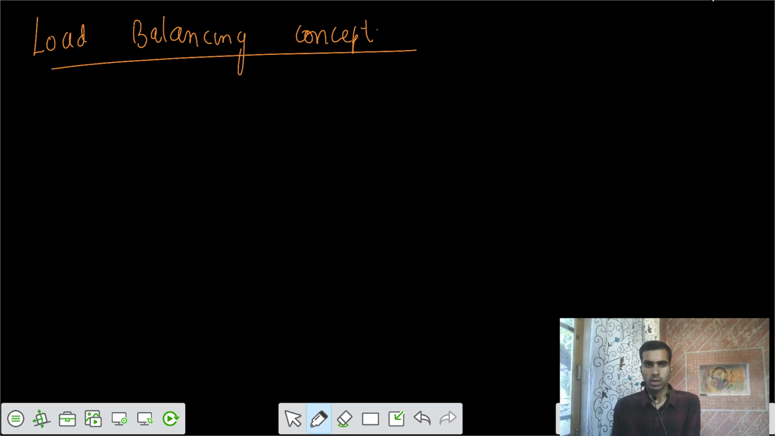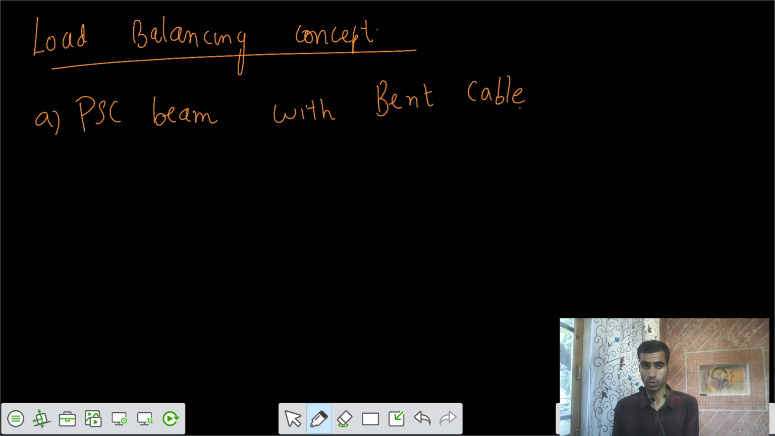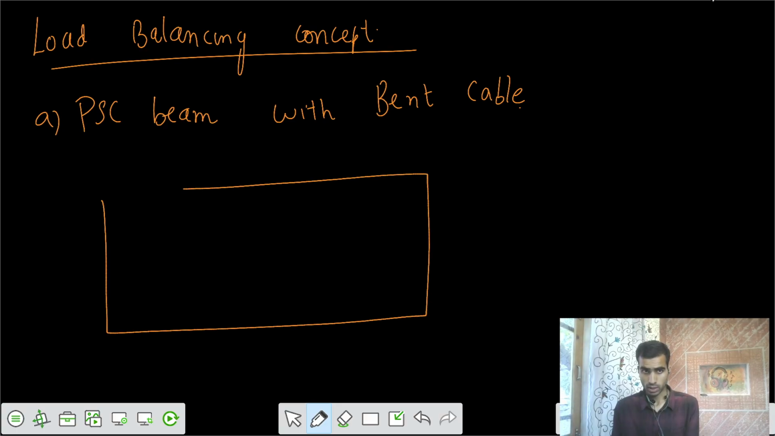Okay, so we are going to take a prestressed concrete beam with a bent cable. Let's take this beam of length L, simply supported. Now the cable is a bent cable. Let's say the bent cable is placed somewhere here.